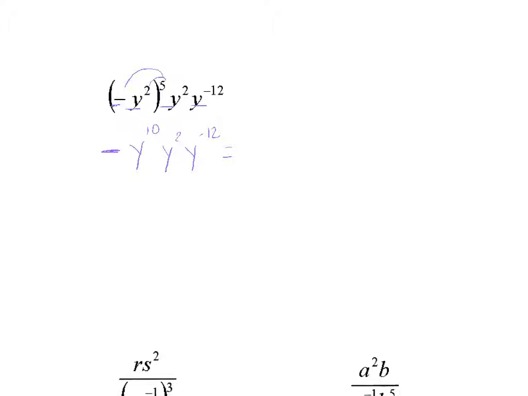And now it's all the same base, and so I can add my exponents. So we have negative y to the 0, because 10 plus 2 is 12, minus 12 is 0. And then y to the 0, anything to the 0 is 1, so I'm going to have negative 1. I still have that negative from before.